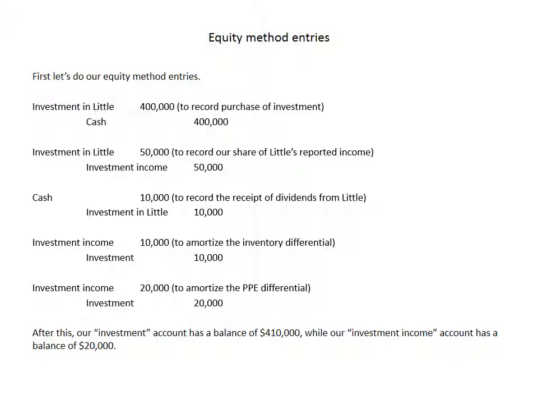After this, our investment account has a balance of $410,000. Again, our initial cost of $400,000 plus $50,000 of income minus $10,000 in dividends minus $10,000 of amortization minus $20,000 of amortization, while our investment income account has a balance of $20,000. Again, the reported earnings of $50,000 minus the combined amortization of $30,000.